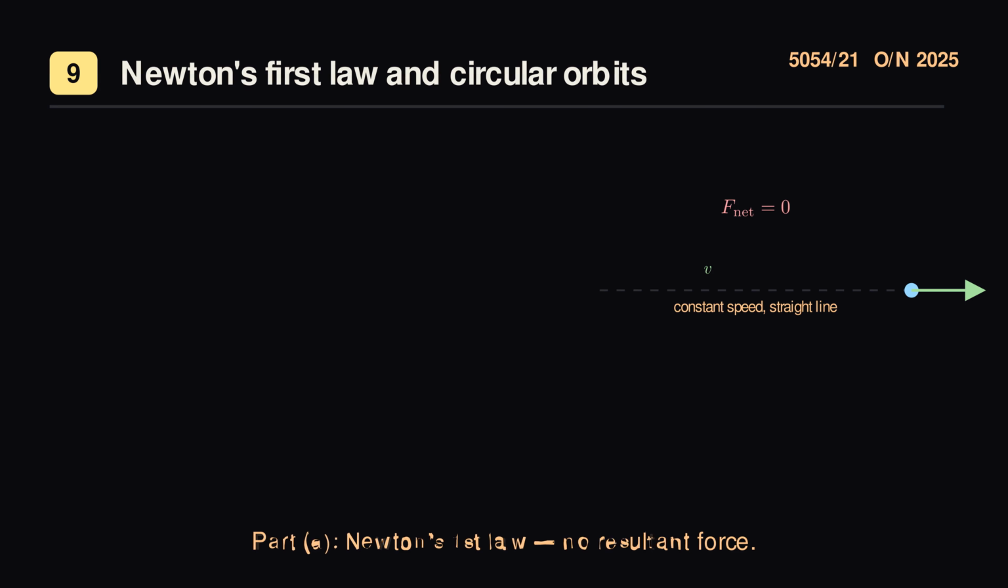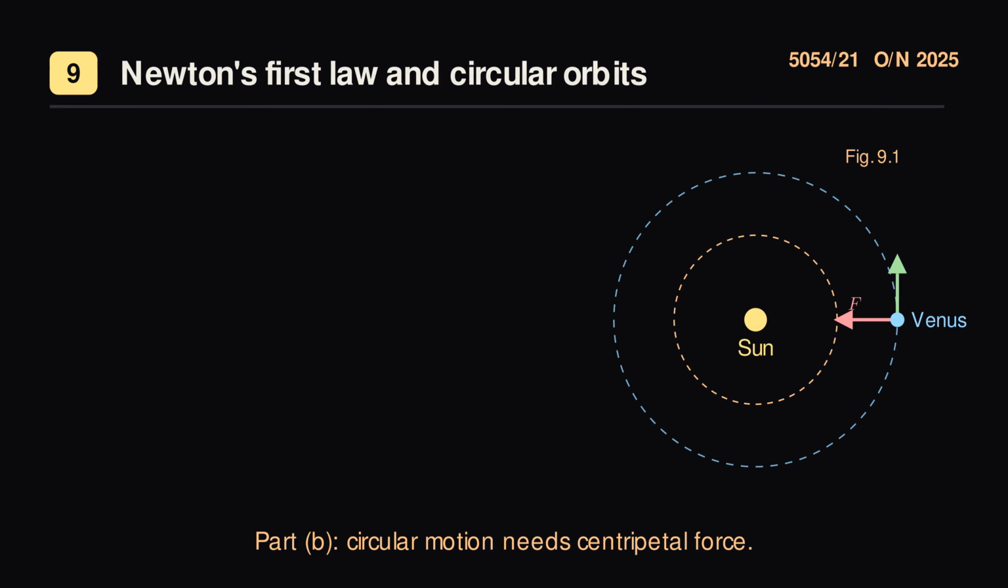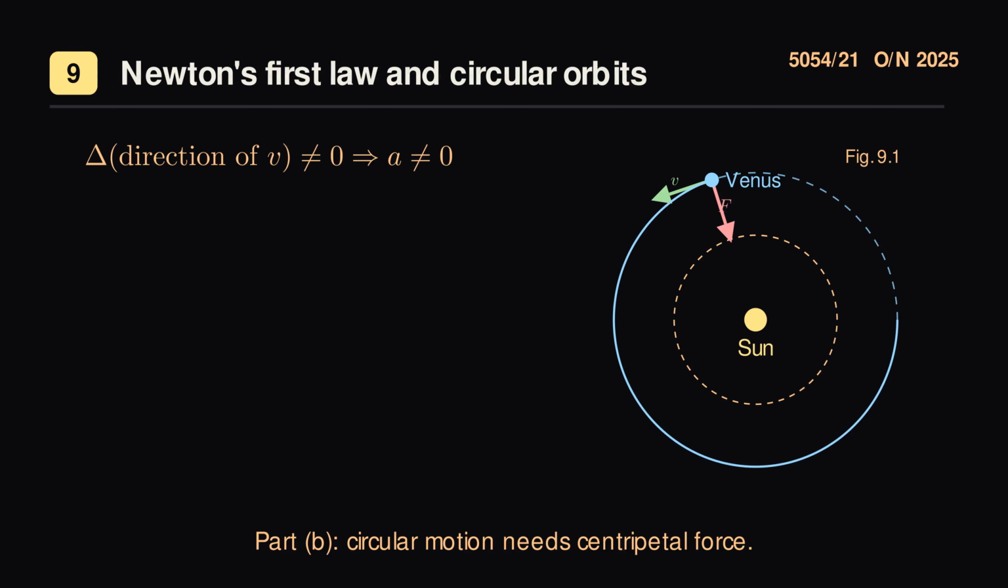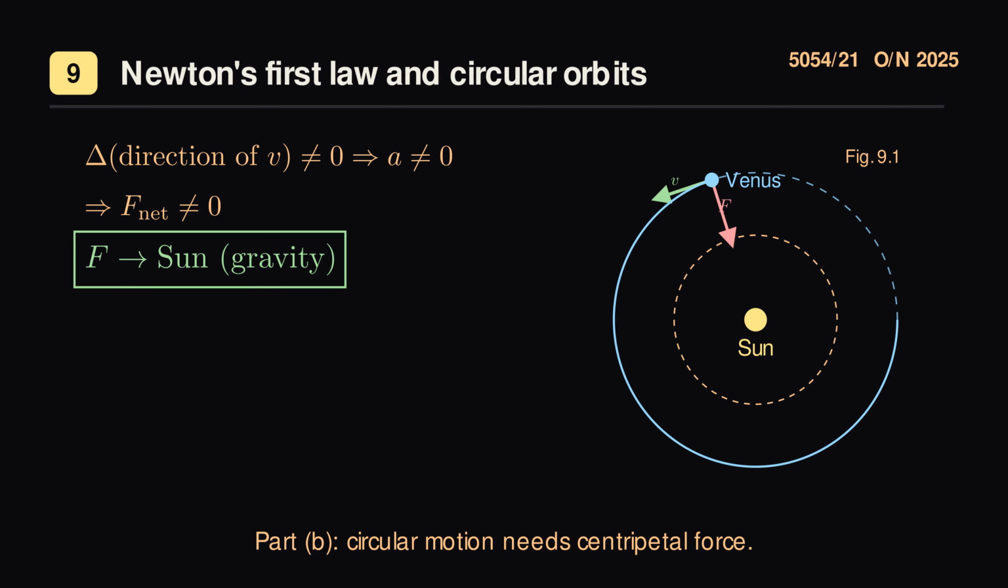Part B. Venus moves in a circle around the Sun. The velocity arrow is always tangential, but its direction keeps turning. That changing direction means acceleration, so there must be a resultant force pointing towards the Sun, gravity.